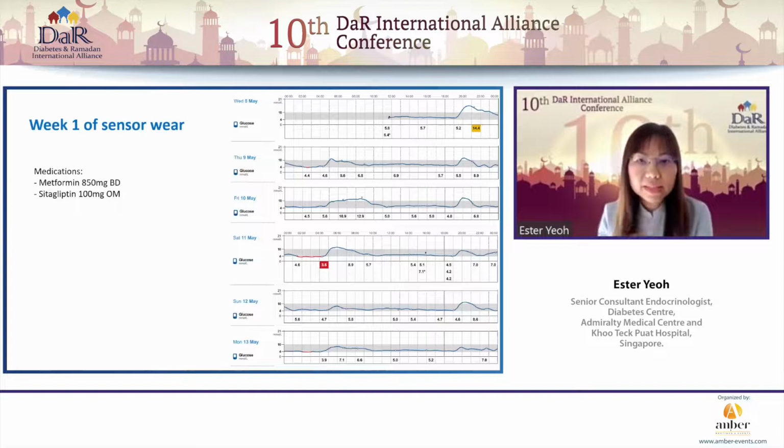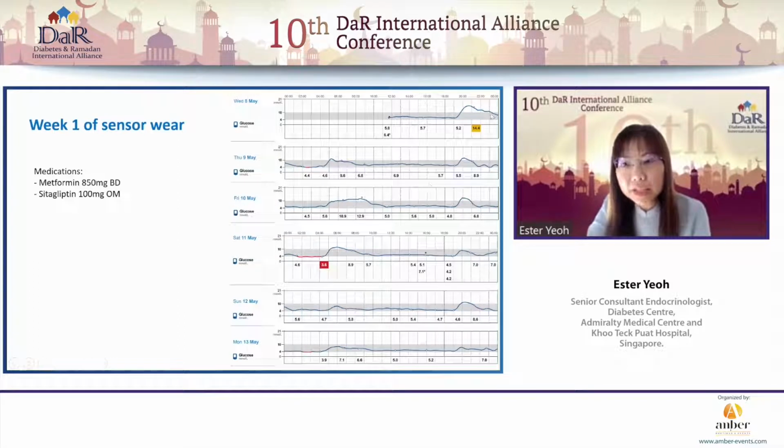So in week 1 of sensor wear, you can see that actually there were not that many frequent hypos, but in this patient, you can see that he actually did some finger pricks as well. And you can see that as the asterisk shown here. So if we take Saturday, 11th of May at 4 p.m., 5.1 was the sensor reading. And when he did a finger prick, it was actually 7.1. So that was the difference of about 2 millimoles per liter.